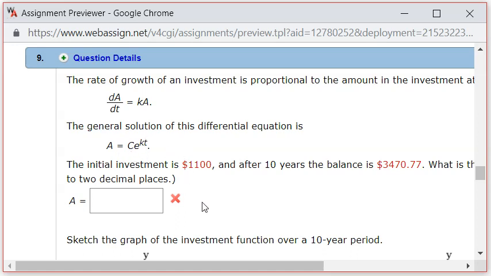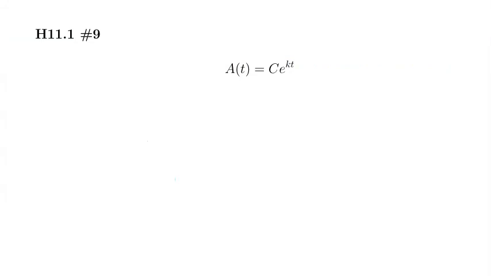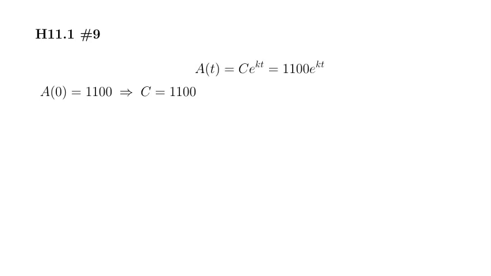Then the initial investment is given to be 1100, which means that A(0) = 1100. So let's write that down. We know that A(0) is 1100. If you plug t = 0 into the general solution, we get just C. So from here, we know that the C value is equal to 1100, which means we know a little bit more about the solution. The solution is 1100e^(kt).